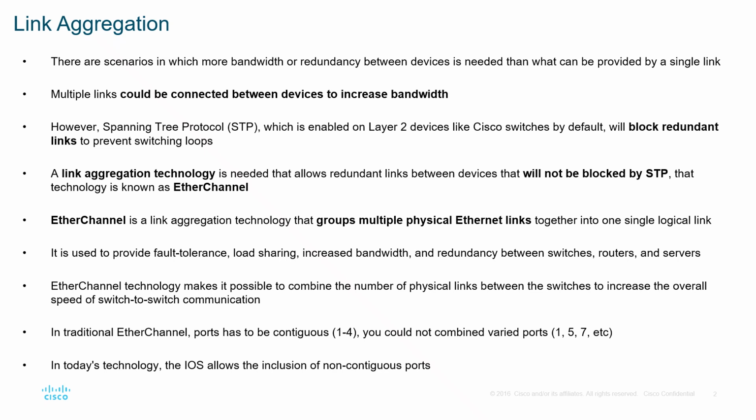However, spanning tree being what spanning tree is, and as we know, it is an enabled layer 2 protocol enabled by default on our Cisco switches, it will do what it normally does, and it will block redundant links to prevent switching loops. So a link aggregation technology is needed that will allow those redundant links between devices that will not be blocked by STP. That technology is now known as EtherChannel.